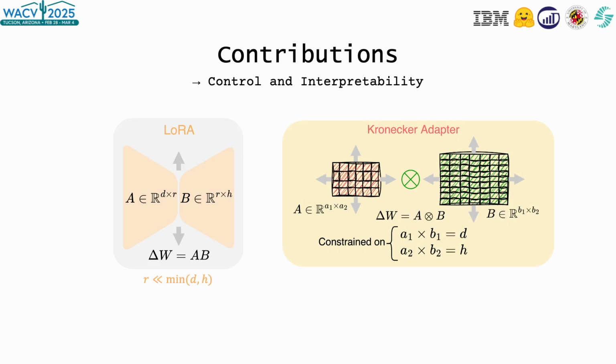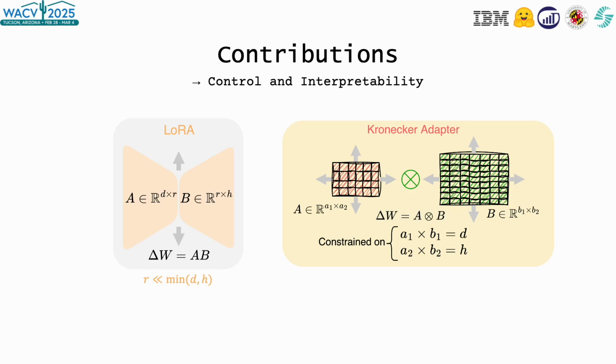Next, we introduce the Kronecker adapter. This technique involves two matrices, A and B, where A is in the space of real numbers with dimensions a1 by a2, and B is in the space of real numbers with dimensions b1 by b2. The change in weights delta W is computed using the Kronecker product of A and B.